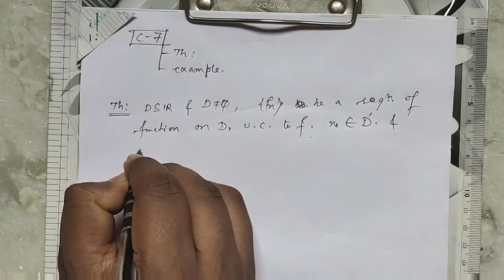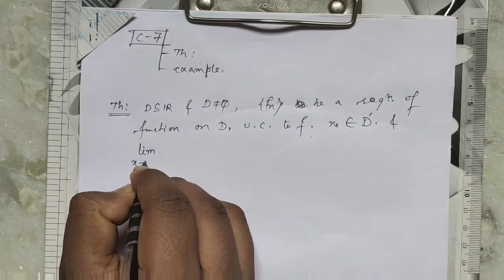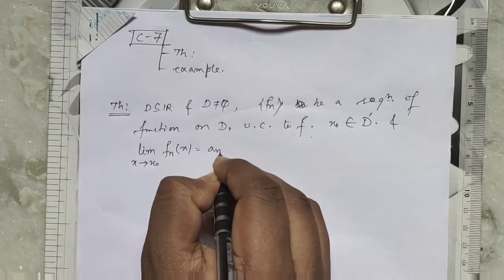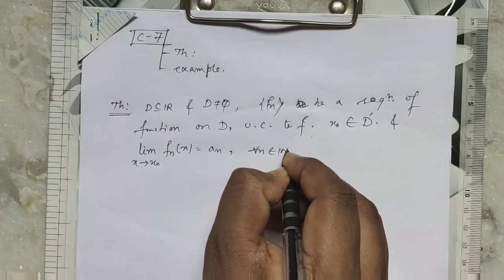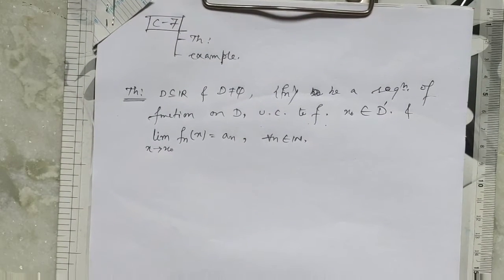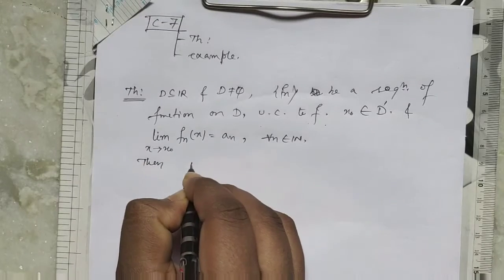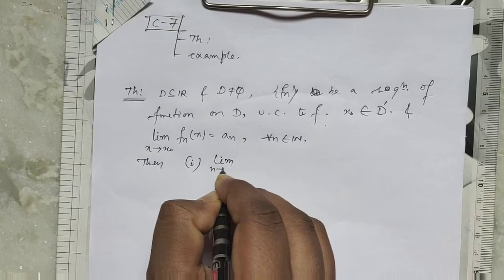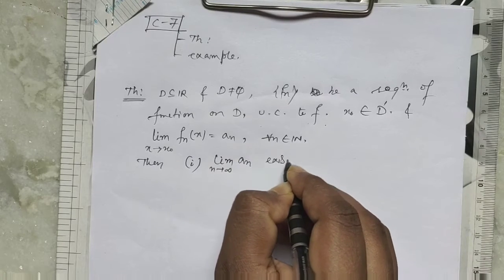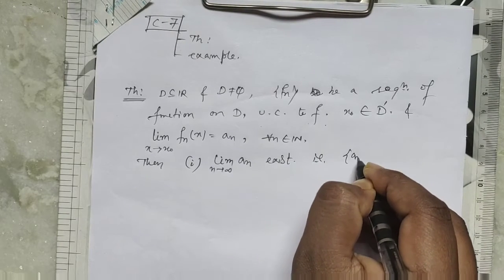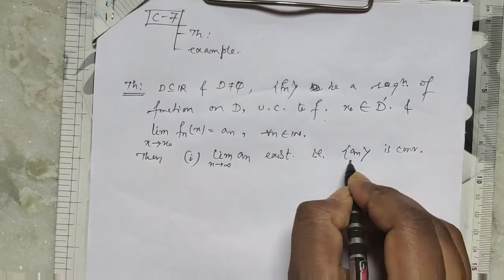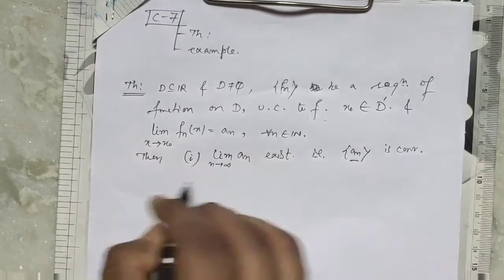And if limit as x tends to x0 of f_n(x) equals a_n for all n belongs to N, then number 1, limit as n tends to infinity of a_n exists, that is, the sequence a_n is convergent. This is a real sequence.